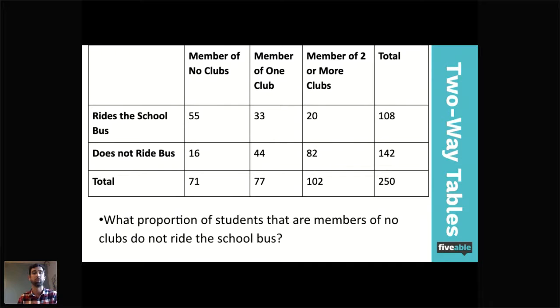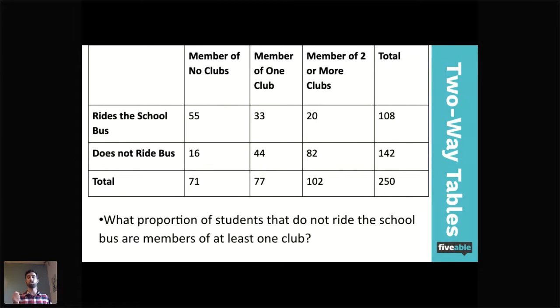The AP test will definitely have a good amount of these questions. Next, what proportion of students that do not ride the school bus are members of at least one club? So again, we're diving into this question. What proportion of students that do not ride the school bus? So we don't care about students that ride the bus. We care about the ones that don't. So that's 140 students total. Out of that 140 students, how many of them are a member of at least one club?